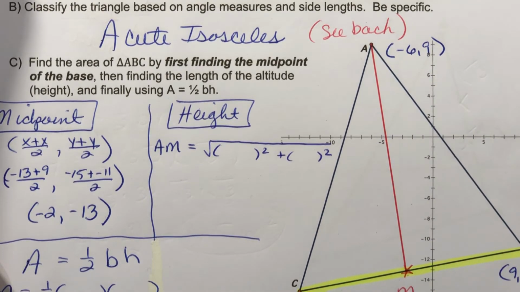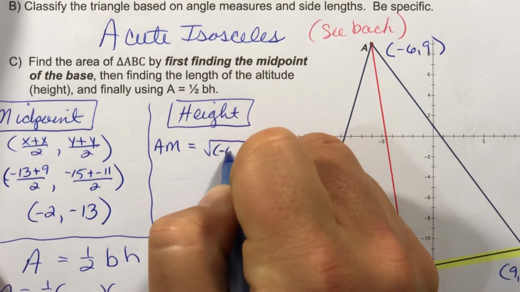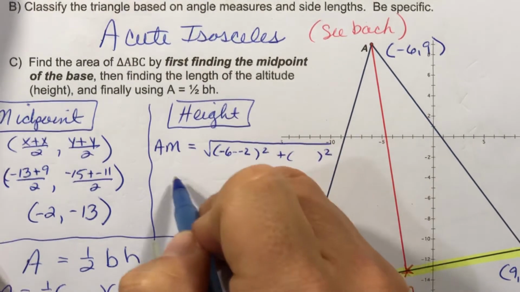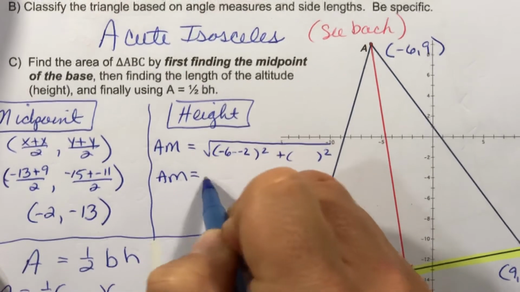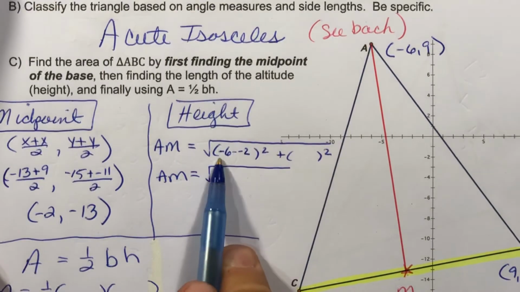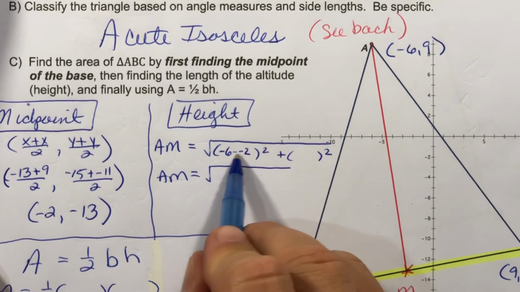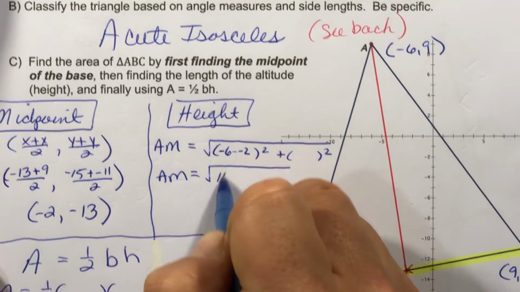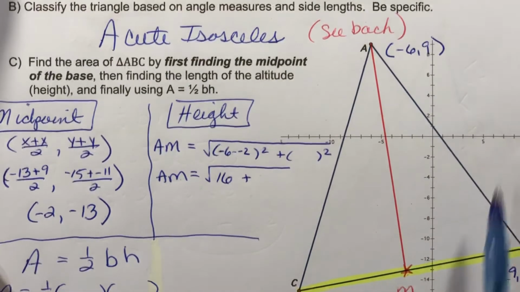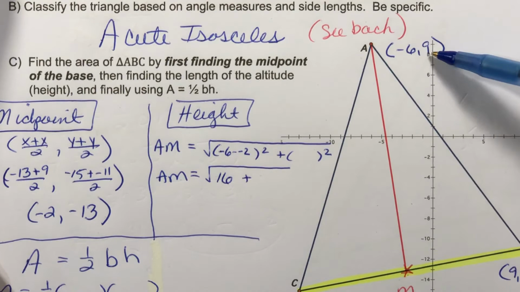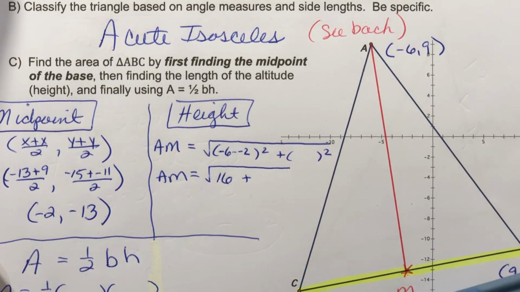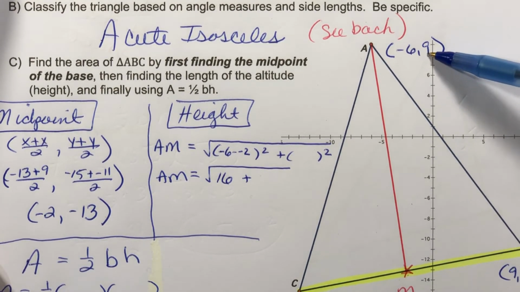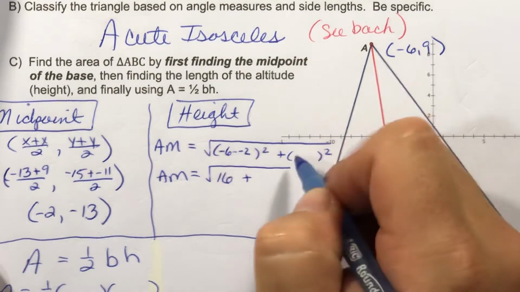Negative 6, I'm going to go negative 6 minus negative 2. Let me continue that down here, right? So that's going to be negative 6 minus negative 2. Ooh, that turns to plus. So that's negative 4 squared, which is 16. Okay, good. Now I'm going to find the delta y, or change in y. So I did negative 6 minus negative 2 for the x. Now I'm going to do 9 minus negative 13.